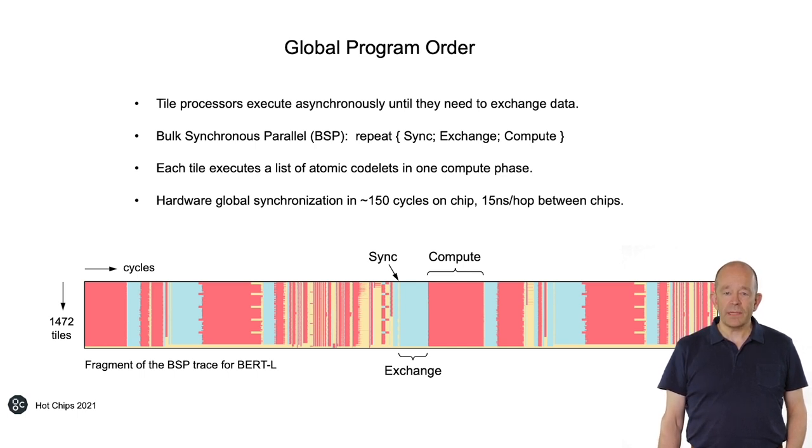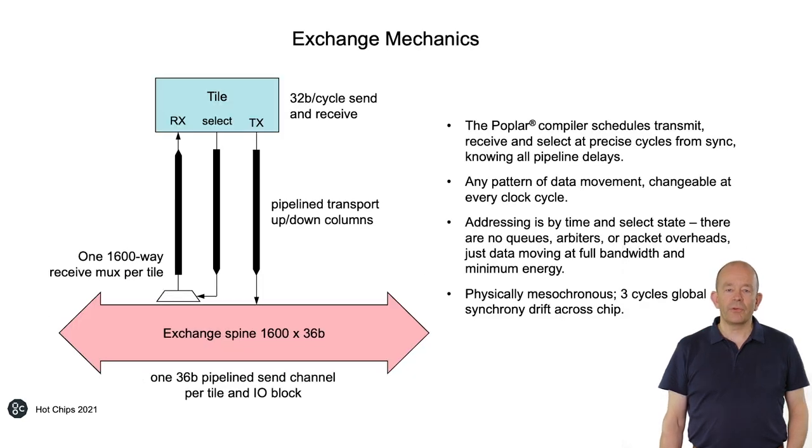Synchronization is a hardware mechanism, so it becomes vanishingly cheap if the compiler can do a good job of load balancing the processors. The final structural part of the Colossus Mk2 we'll look at is the exchange, the 8 terabyte per second fabric which carries data between tiles in the exchange phase of BSP.